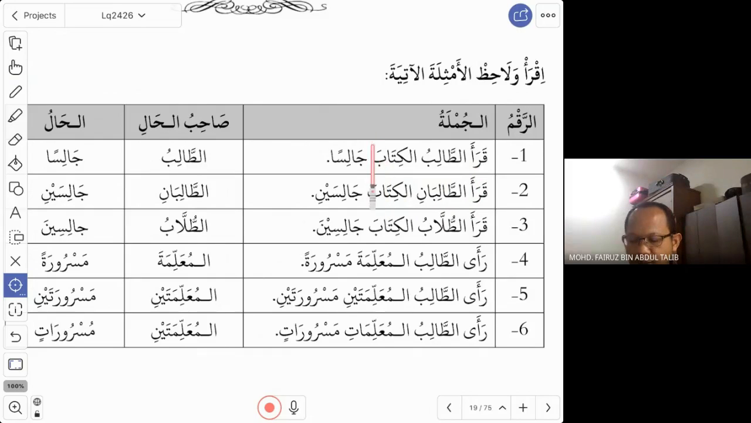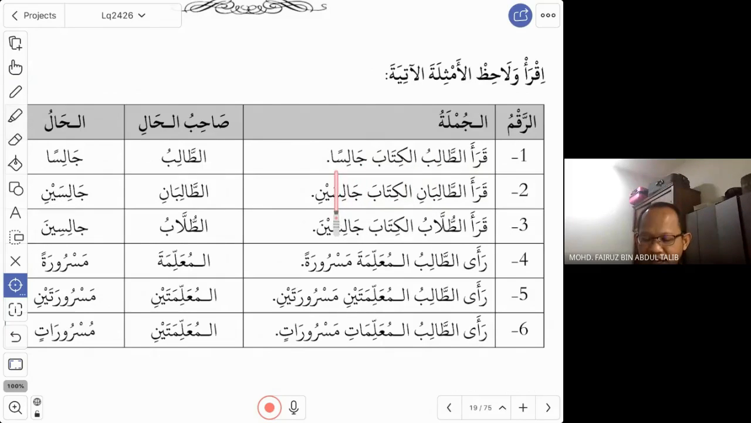Okay. So now up to the word kitab, this is already a complete sentence. Qara'a at-talibu al-kitab. Now you want to explain further. How was he when he read the book? When he read the book, in what state was he? At that time he was jalisan.